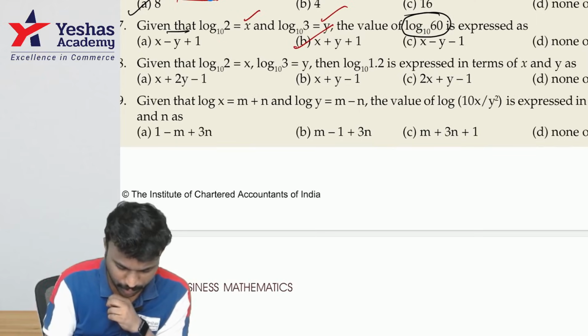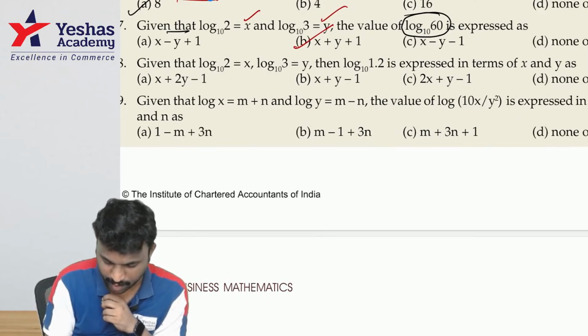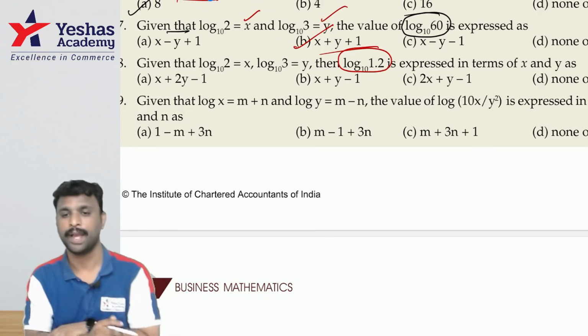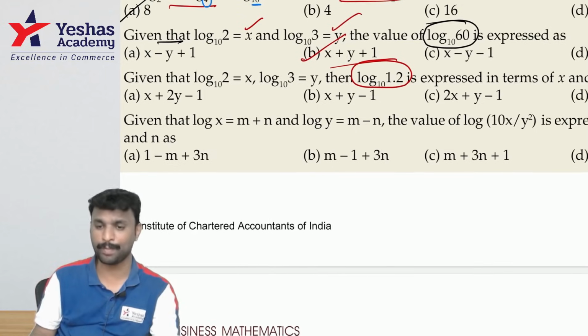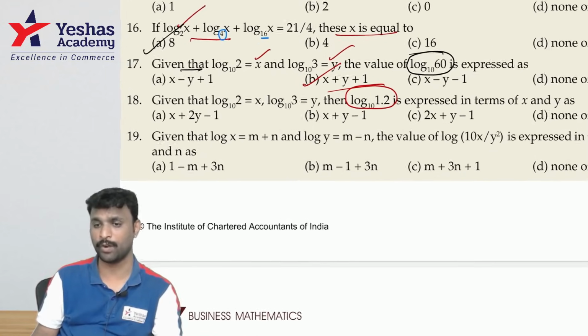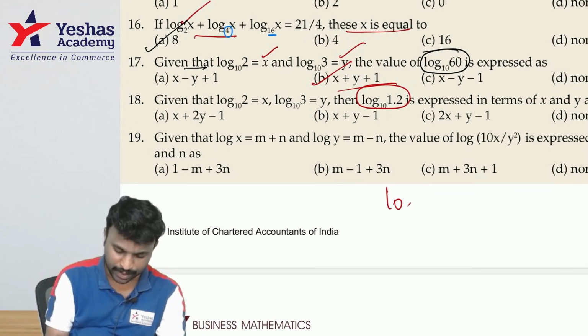You're given log 2 and log 3. We are asked to find log 1.2. First of all, 1.2 is not a whole number. We express 1.2, a decimal value, in terms of whole numbers. How do I write 1.2 in terms of a whole number? Can I not write 1.2 as 12 by 10?